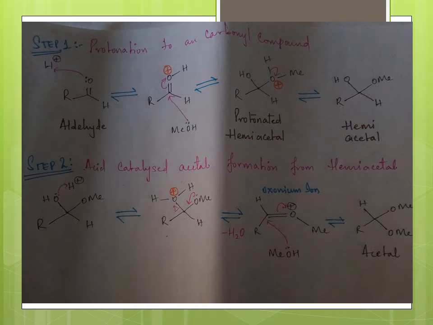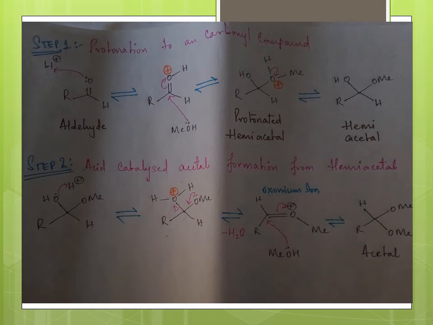In the methanol, there is the OH group, and the oxygen again has a lone pair of electrons. It will attack the carbonyl carbon, and when it makes a bond, the bond will shift and neutralize the positive charge on the oxygen atom, leading to the formation of the protonated hemiacetal. Once the protonated hemiacetal is formed, you have to deprotonate it to form the hemiacetal.